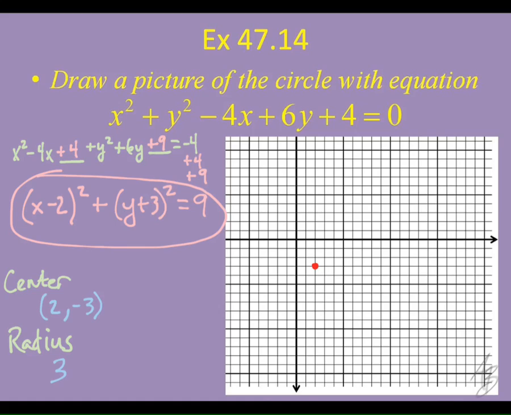Up 3, down 3, right 3, and left 3. And then there aren't any other points we can get, so just draw the circle as well as you can using those points. That is an ugly looking circle, but it's going to have to do.